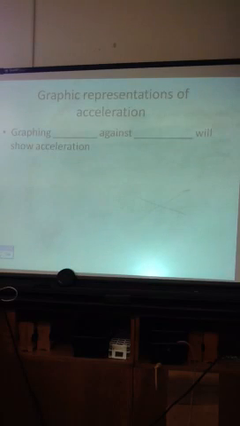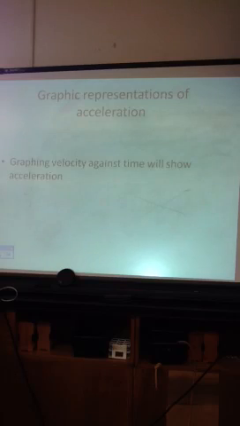So velocity is the change in position over the change in time, and graphing change in position on the y, change in time on the x, gives you a line that shows velocity. What would show acceleration? Yes, graphing velocity on the y and time on the x. So when you graph velocity against time, you show acceleration.